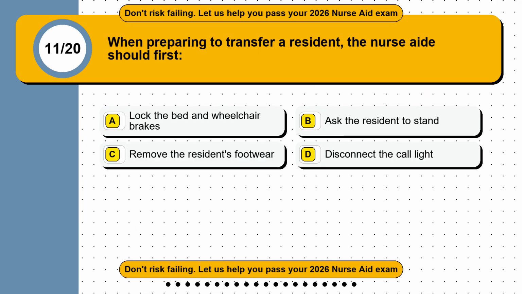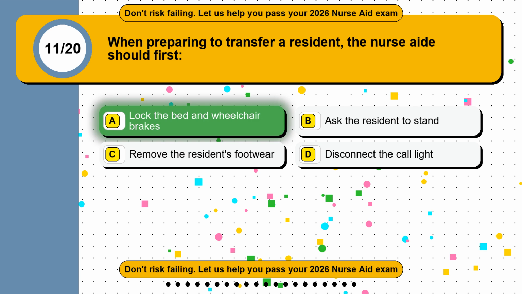Question 11. When preparing to transfer a resident, the nurse aide should first: Option A. Lock the bed and wheelchair brakes. Option B. Ask the resident to stand. Option C. Remove the resident's footwear. Option D. Disconnect the call light. The correct answer is option A. Lock the bed and wheelchair brakes.